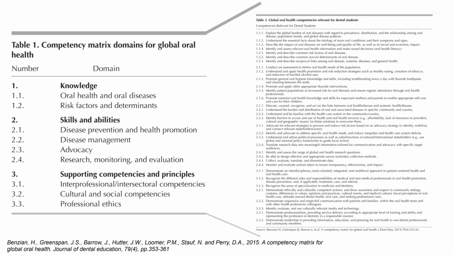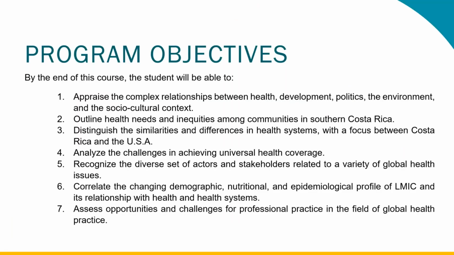So we try to match those, and we create specific program objectives or learning outcomes, which have to match the competency matrix that we are saying is the guiding matrix for both the Global Health Starter Kit and our program. So things such as, during this program, after a week, the student should be able to, and I'm just going to read some out loud, outline the health needs and inequities among communities in Southern Costa Rica.